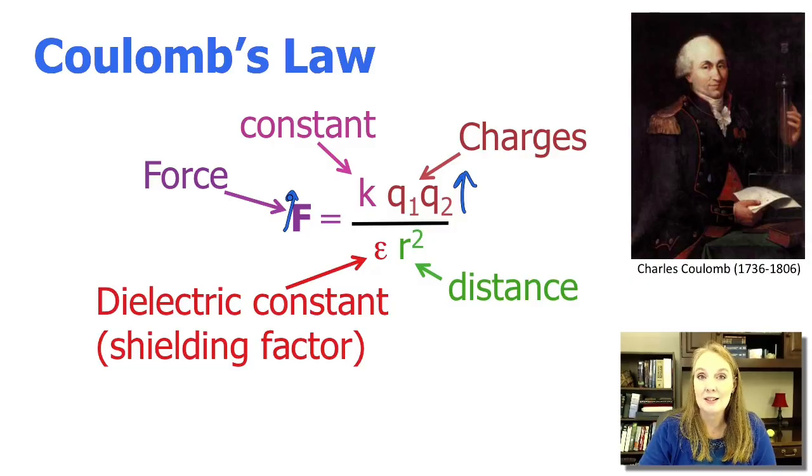What would happen if we change the distance? Well, since the distance r is in the denominator, as the distance gets smaller, the force gets larger because we'd be dividing by a smaller number. So if we want to make the force either more attractive or more repulsive, two of the things we could do would be to increase the magnitude of the charges on our charged particles or to decrease the distance between them.